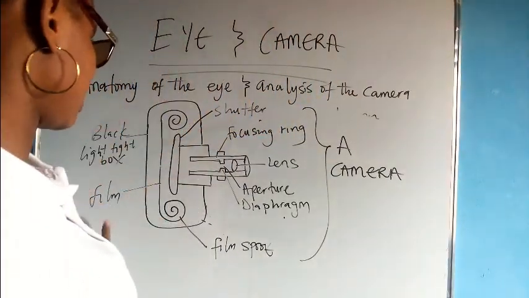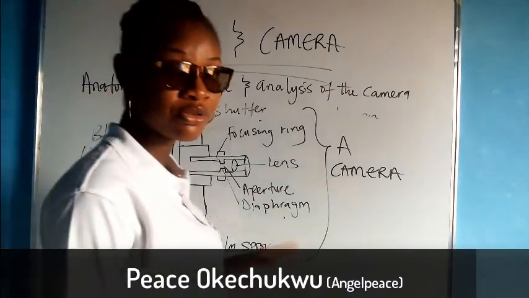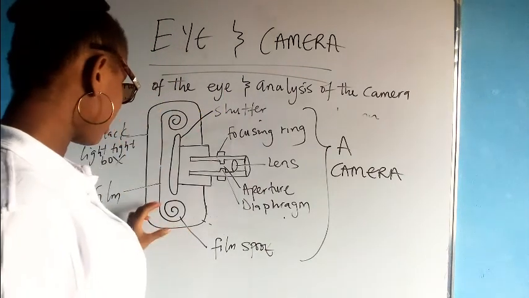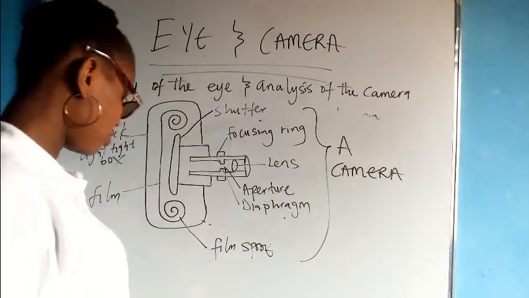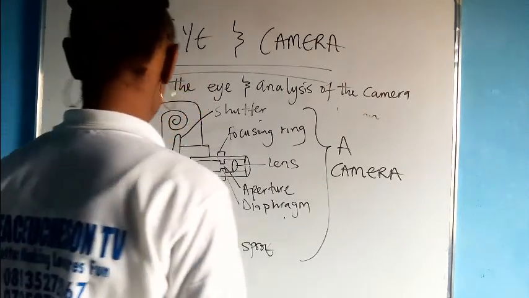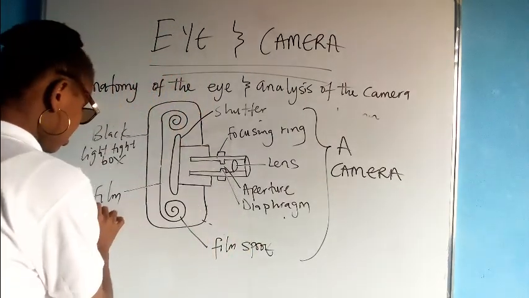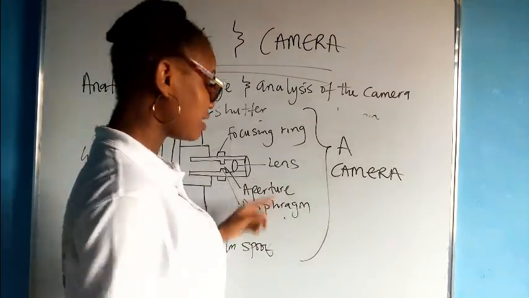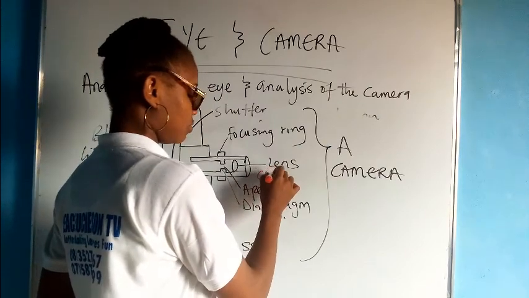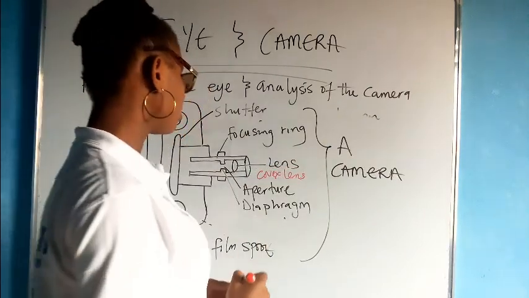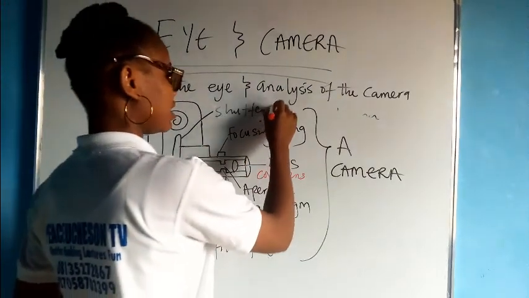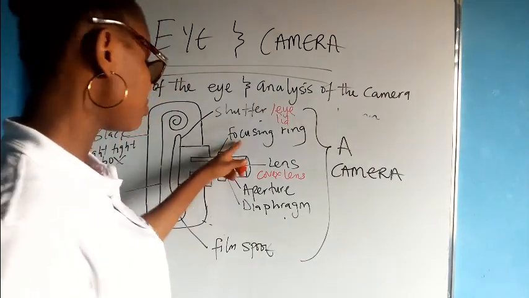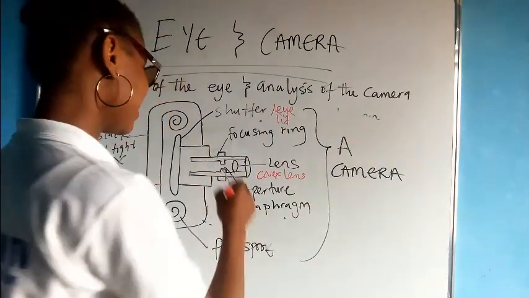Okay, so this is a camera. Sorry, I had to do it off camera. Okay, so the camera has a film, which is the same as, let me use a red marker, the retina. Images are formed on the film. So we have the lens. The eye also has a convex lens. Okay, so the shutter serves as the eyelid, and the focusing ring is like the ciliary muscle.